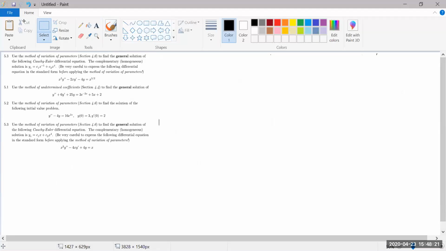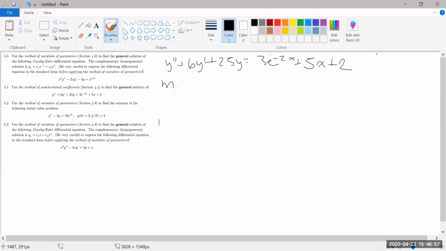Okay, so I'm going to start on 5.1b. So 5.1b, we're being asked to use the method of undetermined coefficients to solve this equation. So we have our y double prime plus 6y prime plus 25y equals 3e to the -2x plus 5x plus 2. Okay, so at first we need to solve for our complementary solution.